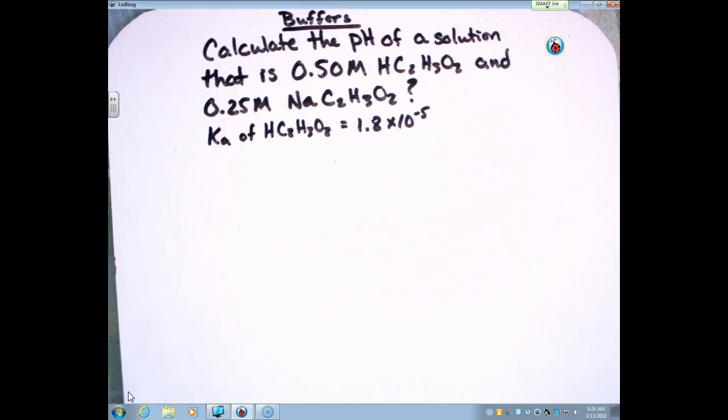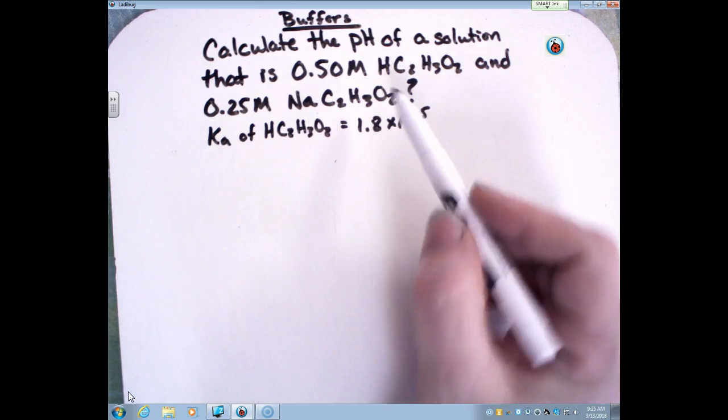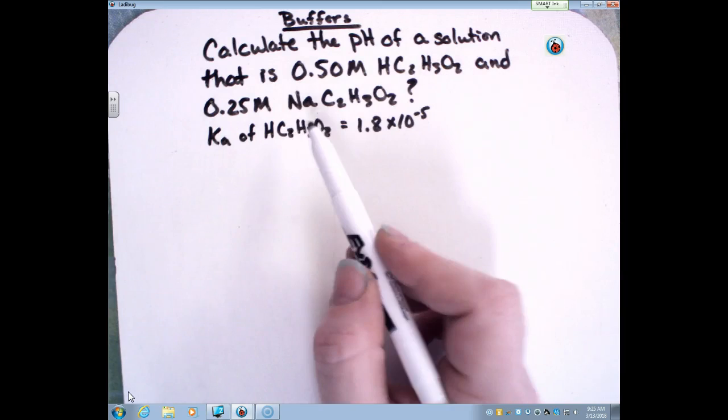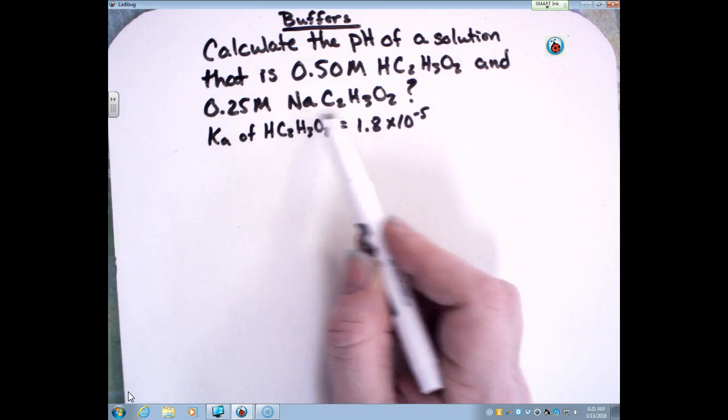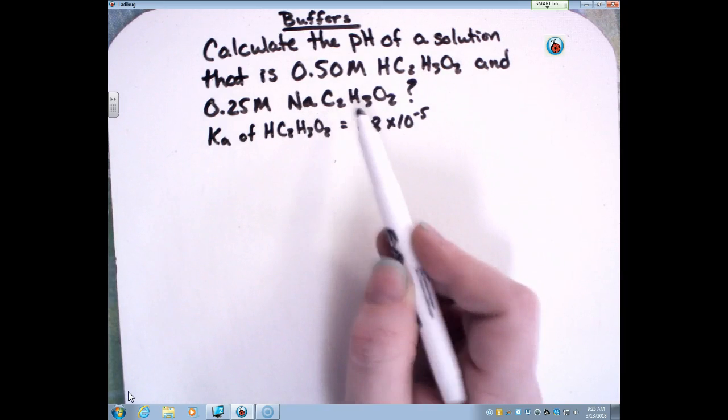This screencast is on how to calculate the pH of a buffer solution. A buffer is classified as a weak acid and a salt of that weak acid, or a weak base and a salt of that weak base. So this is the situation that we have right here, where I have my weak acid, which is acetic acid, and then I have my salt of that weak acid. It has that acetate ion.